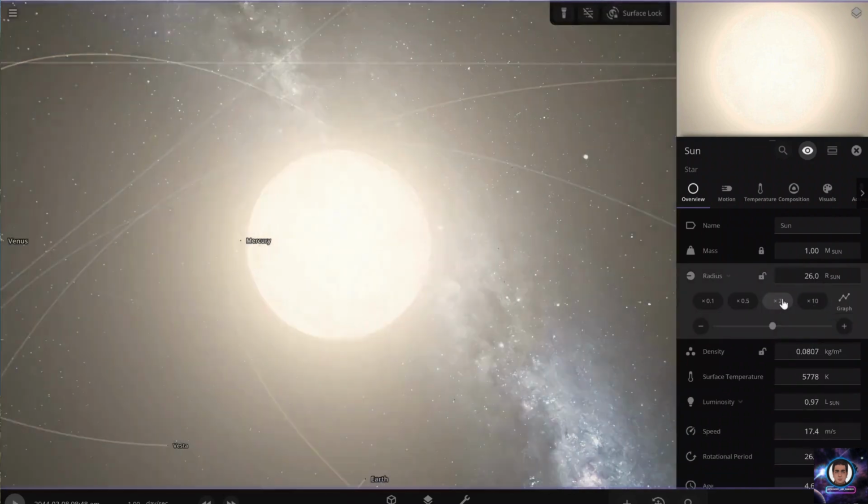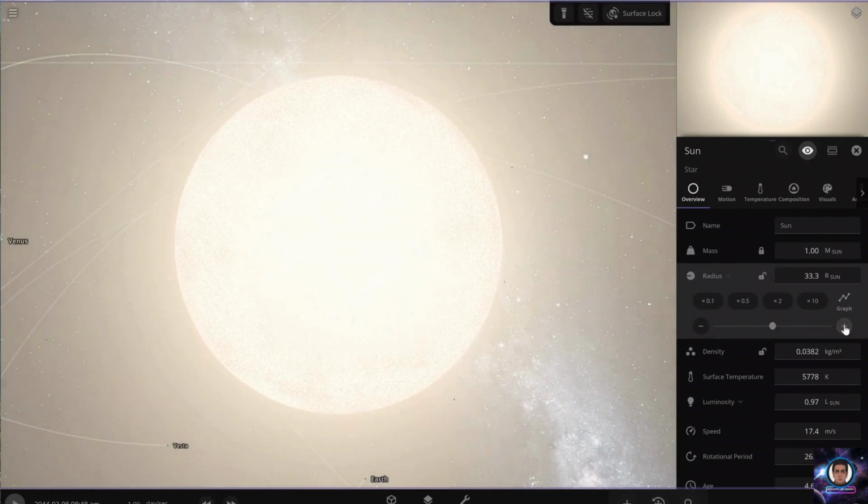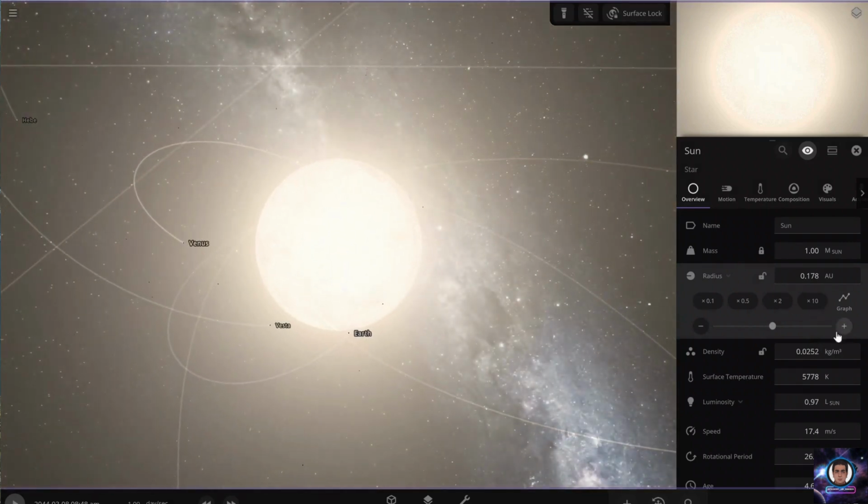I keep increasing the radius of the sun. This is 20 times more now, and you see when I'm increasing the radius, the density is being decreased. I want to see how much I can increase it before the disintegration, before the explosion actually.